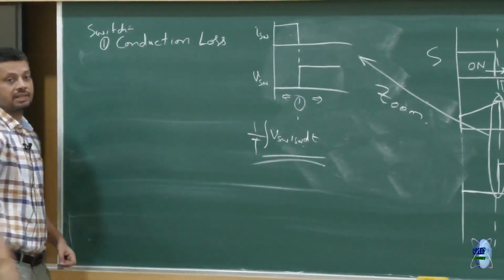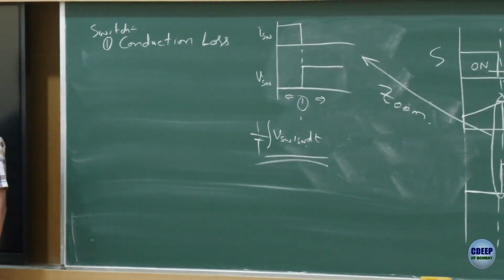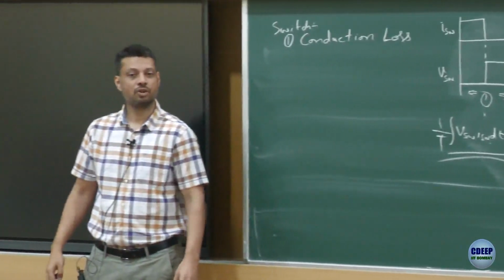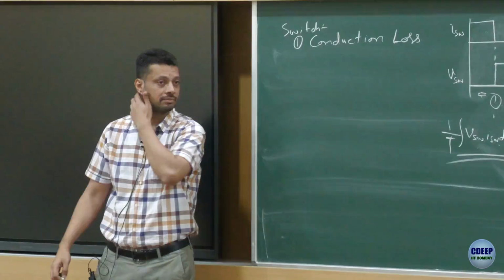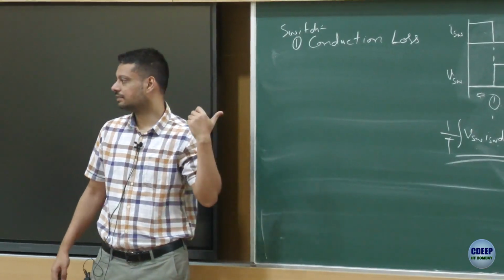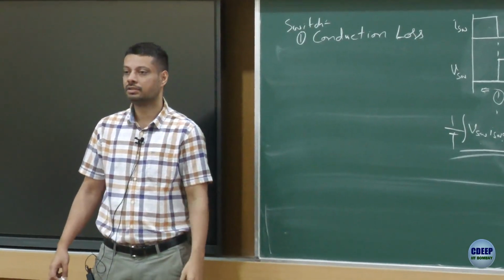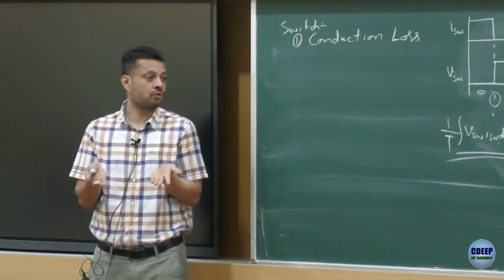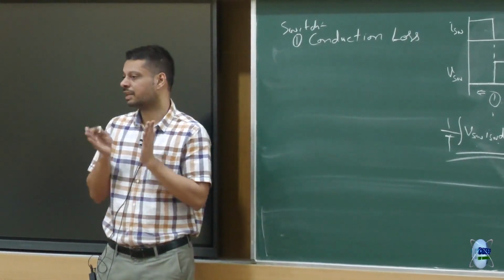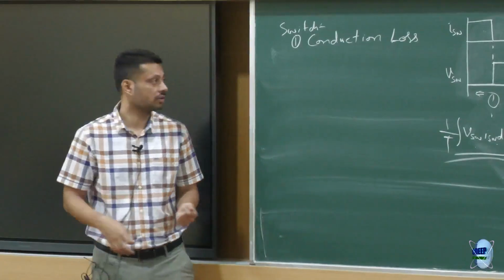So, is conduction loss clear? Anyone has any doubt in conduction losses? You all know it beforehand? Or at least, you get a sense. Any question, any doubt here? So, whenever the switch is on, it could be a diode, it could be a MOSFET, whenever the switch is on, you will have conduction losses.